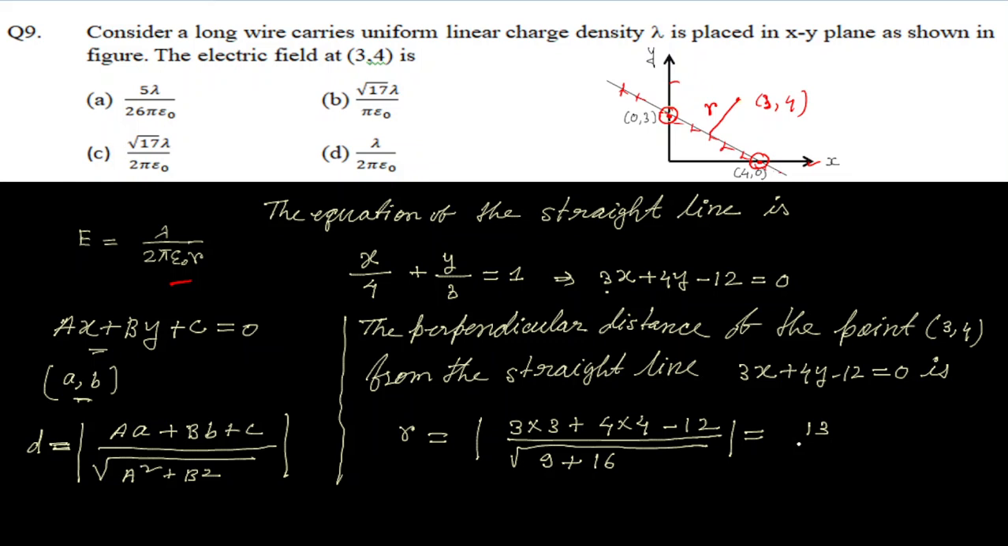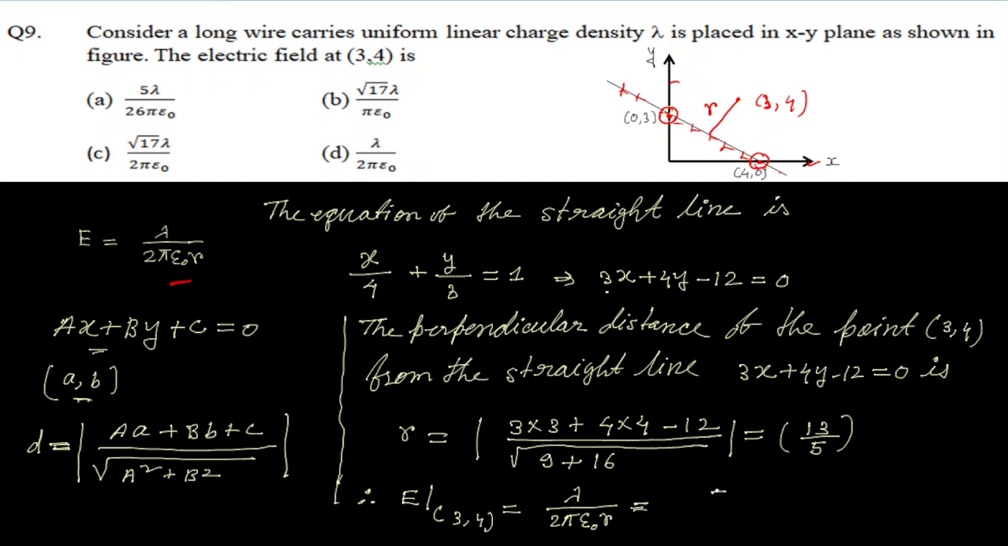So this will give you 13 divided by 5. So the perpendicular distance of this point from the straight line is 13 by 5. Then what will be the electric field? The magnitude of electric field at (3, 4) will be simply lambda divided by 2 pi epsilon naught r, and then put the value of r, this 13 by 5.